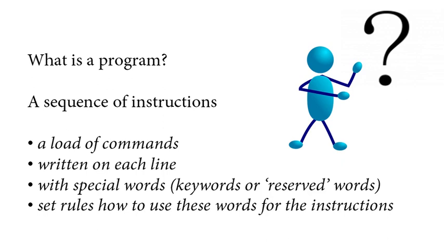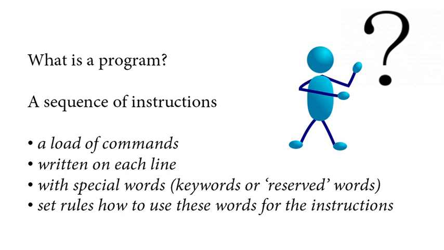What is a program? You may see it written as a sequence of instructions. What does that mean? Well, we've seen the Python program where we had the print commands. So it's just a series or a few commands. And we can write these commands in a line. And we have special words that mean things. So print means just show on the screen. So these are special keywords that the computer understands when we use them in the Python program. And we have these kind of rules, what these words mean and how we're going to instruct the computer what to do. That's a program.